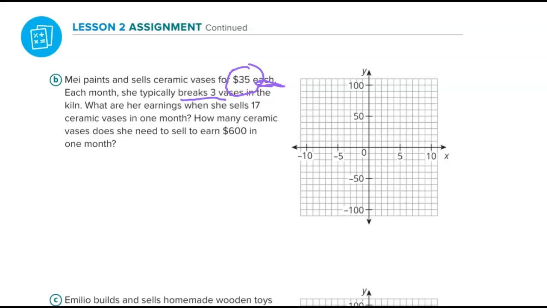And then again, you're being asked 2 questions. What are her earnings when she sells 17? And how many does she have to sell to earn $600? So, and then you're also going to label where your x-intercept is and where your y-intercept is, as well as where your graph ends up being. That's very messy. Make sure yours isn't that messy.